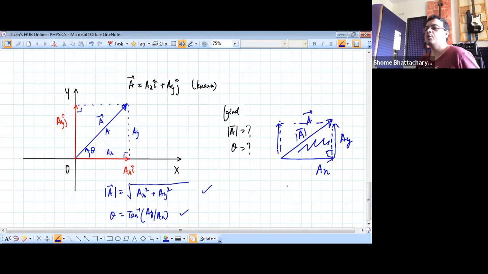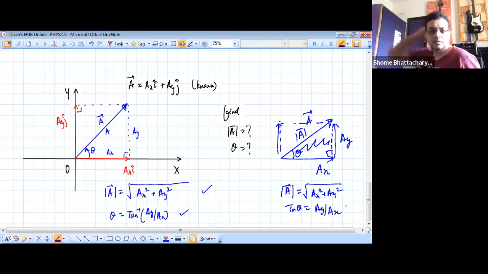No, it's the hypotenuse. So hypotenuse कितना हो जाएगा? It will be square root of base square plus perpendicular square. And यहाँ पे tan theta कितना हो जाएगा? It will be perpendicular upon base.